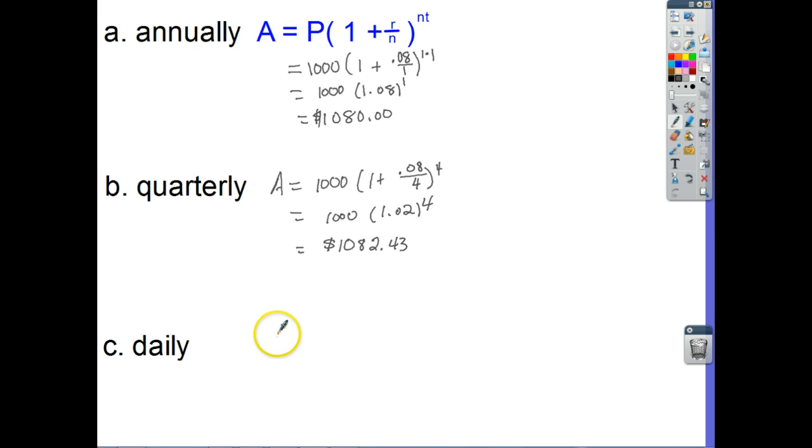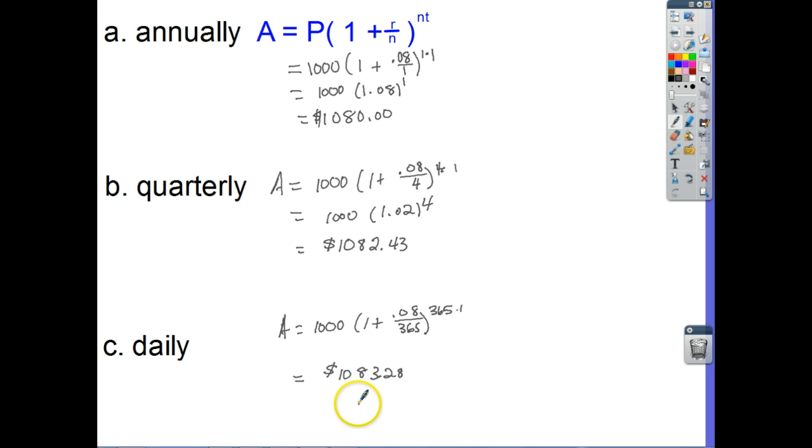And for daily, well, of course, A is equal to 1,000 times 1 plus 0.08 divided by 365 raised to the 365 times 1. Well, the 4 was times 1 as well, but it turned out to be 4. And I'm really not sure what this turns out to be, except if we plug this into the calculator, it's going to give us $1,083.28, rounded to the nearest cent.